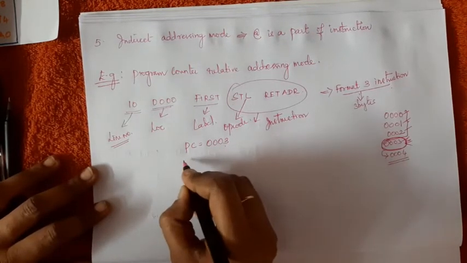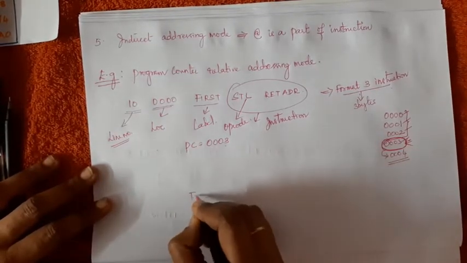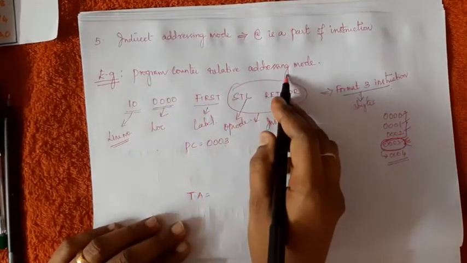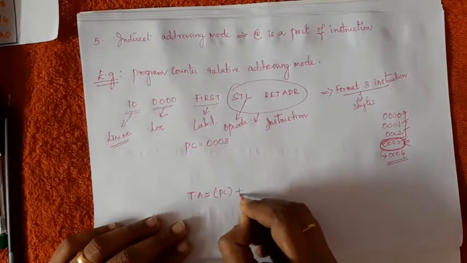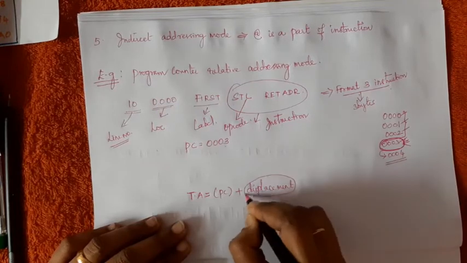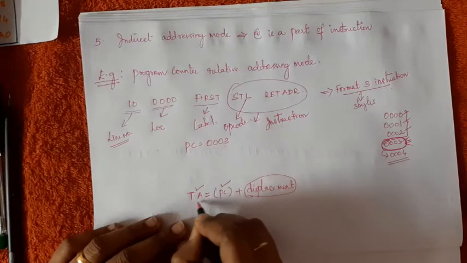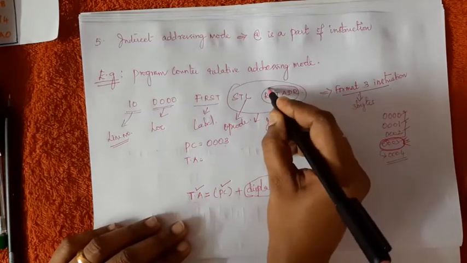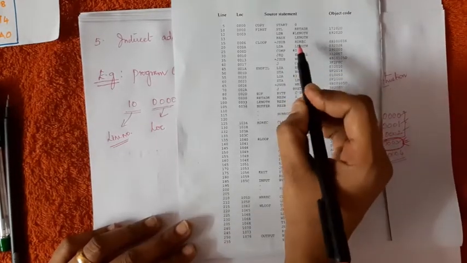Next, we have to find the target address. So what is the target address formula? We have to find the displacement using the program counter relative addressing mode. So the target address formula would be content of program counter plus displacement. Here in this instruction we will be finding the displacement. We have the program counter value. Now we have to find the target address value. TA would be the target address. Here the target address is RETADR, which means we have to find which location the label starts from.